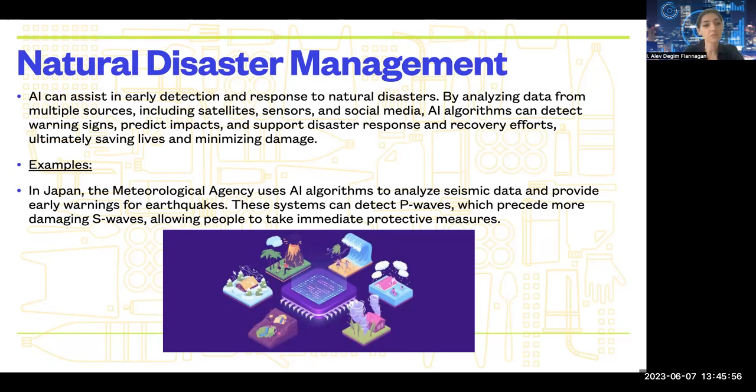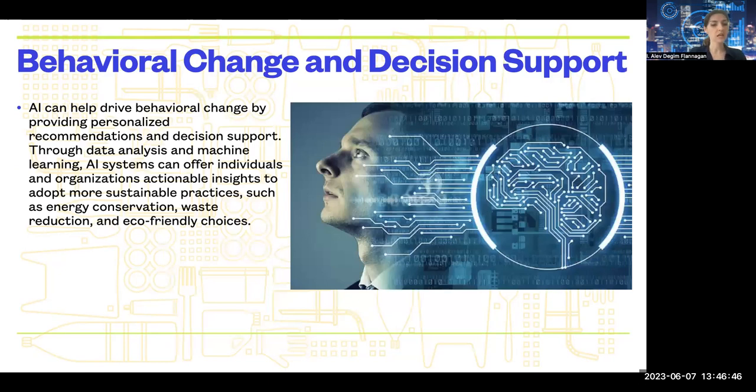An example here is in Japan, where the meteorological agency uses AI algorithms to analyze seismic data and provide early warnings for earthquakes. These systems can detect P waves, which precede more damaging S waves, for example, allowing people to take immediate protective measures. Unfortunately, these waves are so short in time that this can only be utilized in industries and industrial areas to turn off power grids and power systems to prevent more devastating effects. It is never usually very early. It's not too early for people, unfortunately, and it's not available everywhere, which is something that a lot of developers can work on.